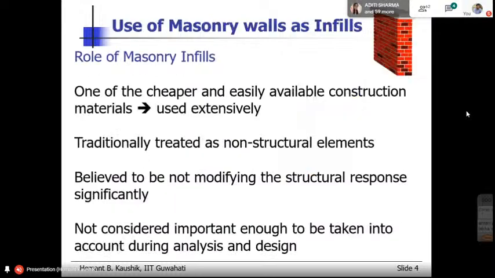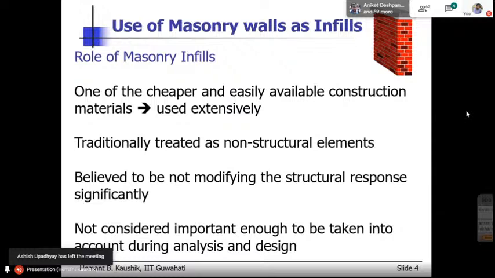So I think in this slide we have already discussed what the role of infill is and why we use these masonry walls as infills. We use them because it is a very inexpensive material. It is available easily across India, and it is not very expensive. So people use it extensively. We treat them as non-structural, obviously, because of various issues.